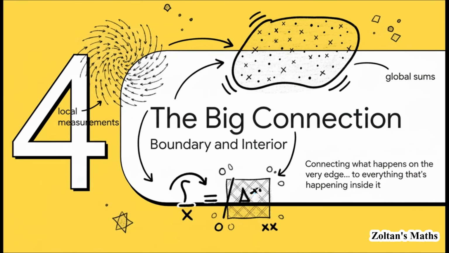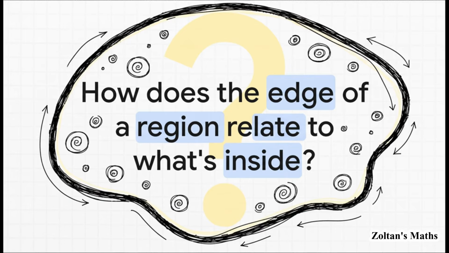Okay, so we've got our local measurements like divergence and curl, and our global sums like line and flux integrals. And this, right here, is where it all comes together. This is the absolute heart of vector calculus. It's this beautiful, almost secret connection, linking what happens on the very edge of a region to everything that's happening on the inside. So here's the big question.